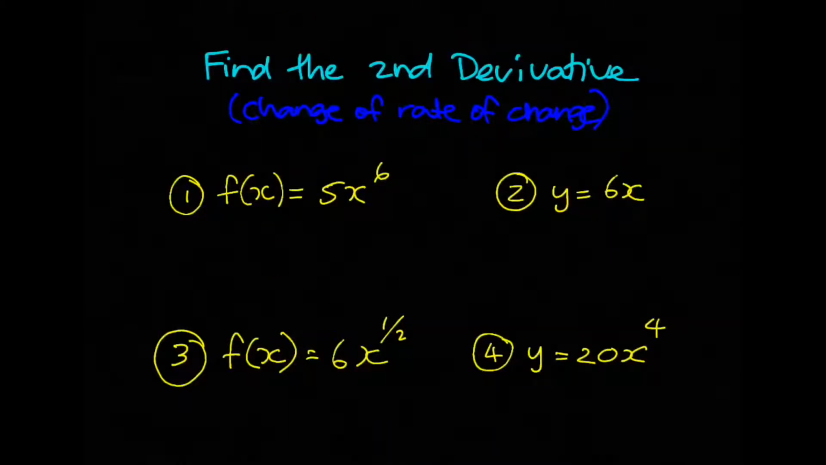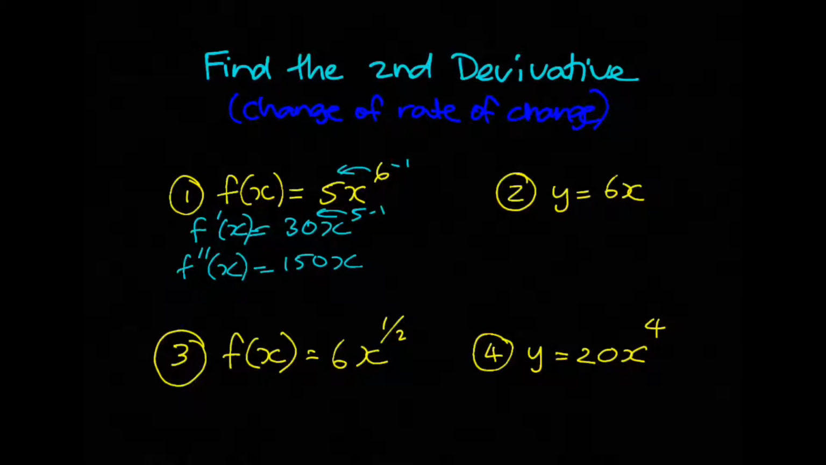Alright, finally we're going to find the second derivative, the change of the rate of change for each of these functions. So f dash of x equals, bring this down to multiply, so it's 30x to the 6 minus 1, which is 5. So f dash dash of x is equal to, bring that down to multiply, so it's 150x to the 5 minus 1 is 4.